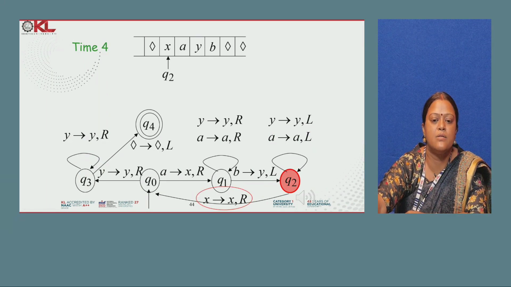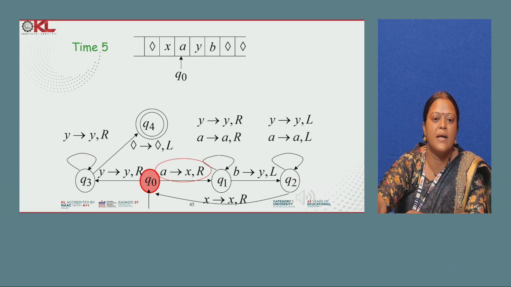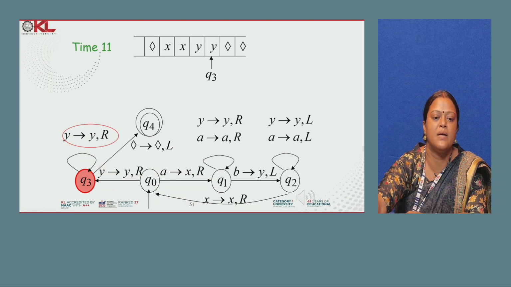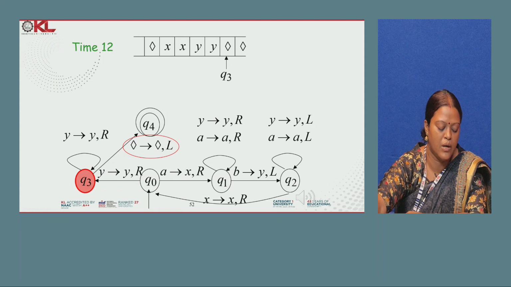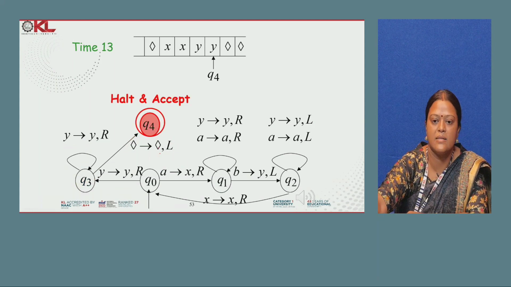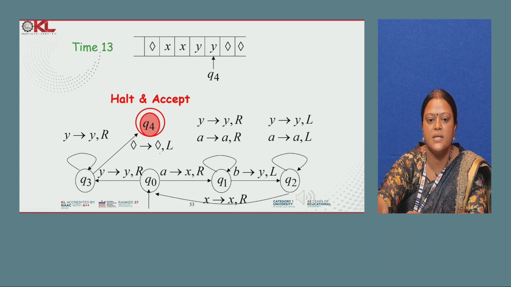Now again we reach q1, q2, x and finally again q0 y, q0 is pointing to a, again we will be replacing it by x and we will go to this side and finally this b will be replaced by y. We have to check up to this much and then there is no y left. Now we will go to y, y, R, finally if we have more number of y's, we will check all these y's and finally we will go to the blank symbol. So this is our corresponding diagram.